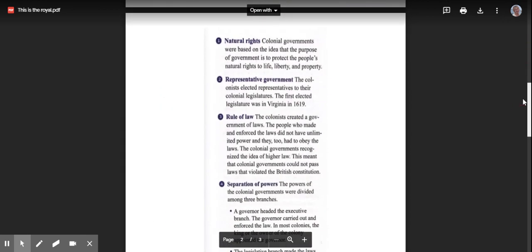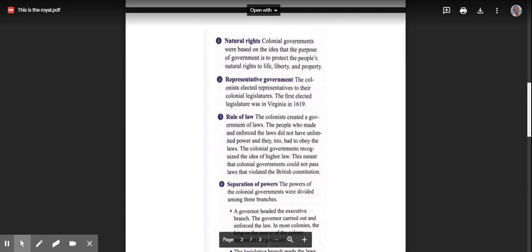Number one, natural rights. Colonial governments were based on the idea that the purpose of government is to protect the people's natural rights to life, liberty, and property. Number two, representative government. The colonists elected representatives to their colonial legislatures. The first elected legislature was in Virginia in 1619.